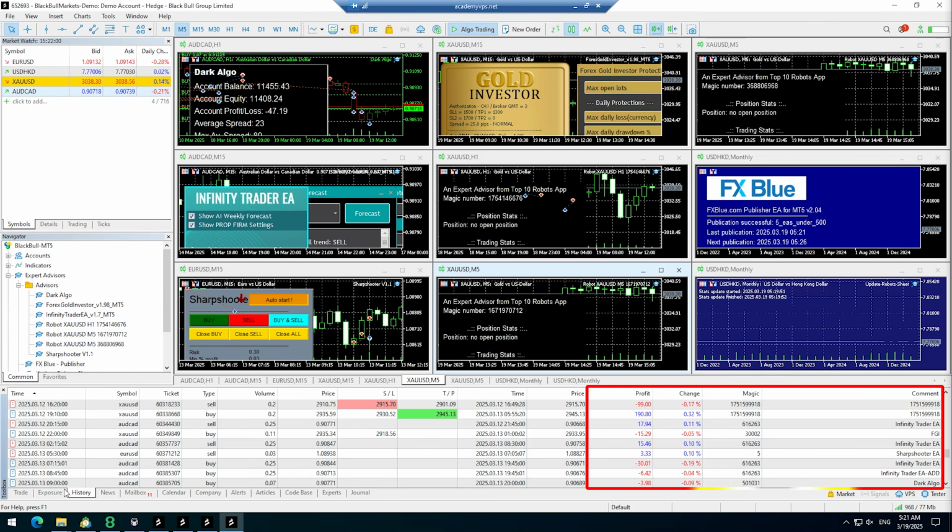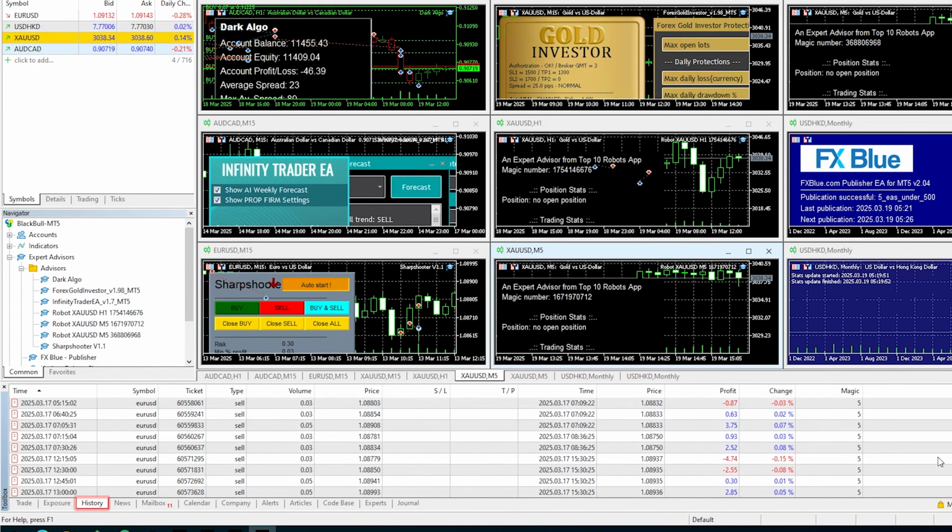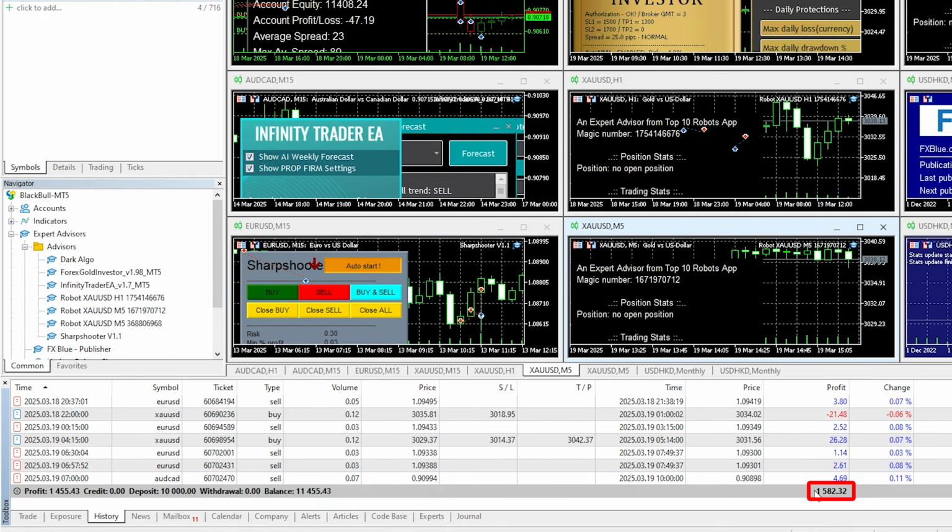Okay, and here we are a little over 2 weeks later, and as you can see, our EAs have been trading, and if we look at the history in the account, we can see that we now have a profit of $1,582, which is just under 16%, and after the fees, the spreads, the commissions, etc., we are left with a net profit of $1,455, which is really quite incredible.